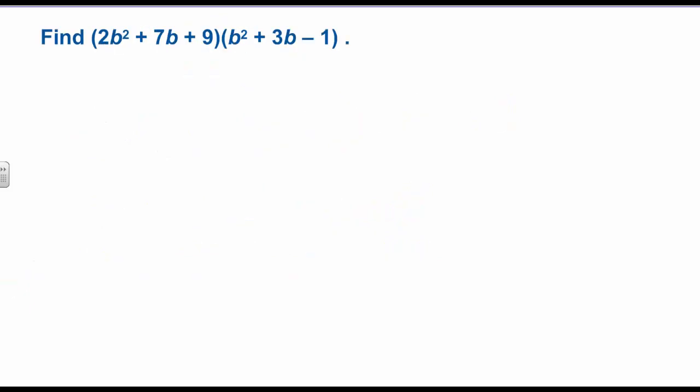In this case, again, we're going to have to multiply every term on the left times every term on the right. So I'm going to do this methodically. I'll go 2b squared times b squared is 2b to the 4th since I'm adding powers. 2b squared times 3b is 6b cubed. 2b squared times negative 1 is negative 2b squared.